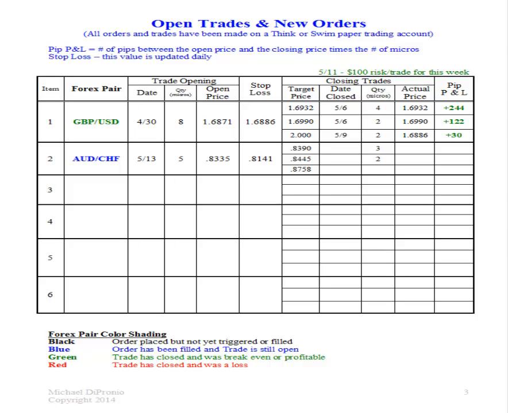Here's our trade summary chart for May. For open trades, the Aussie dollar Swiss franc trade opened and we're long 5 micros. Target number 1 is 0.8390 and our stop loss is at 0.8141. For new orders, no new orders were placed today.